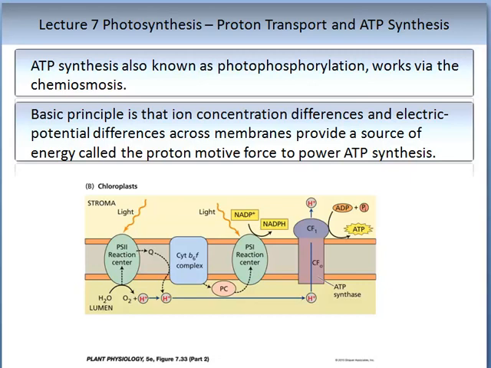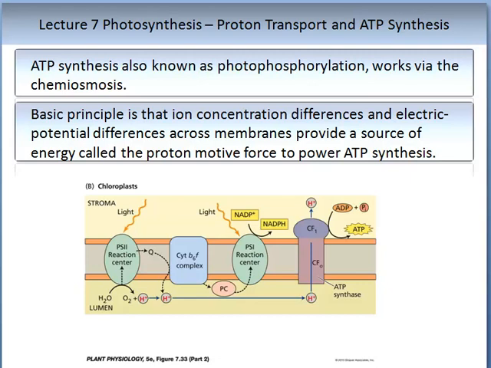ATP synthase is quite an interesting process. It is also known as photophosphorylation, and it works via chemiosmosis. The basic principle is that the ion concentration differences and the electrical potential differences across membranes provide a strong source of energy. This is called the proton motive force, and it powers the ATP synthase. On the slide you can see a visual representation of this process. You can visualize the hydrogen ions from the lumen passing through the ATP synthase via the CFO complex into the stroma.